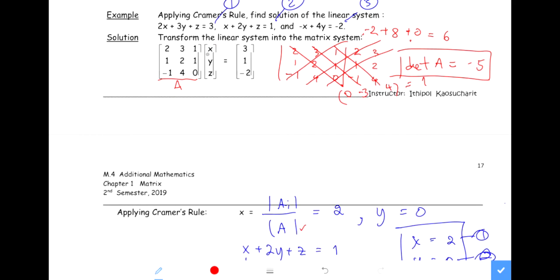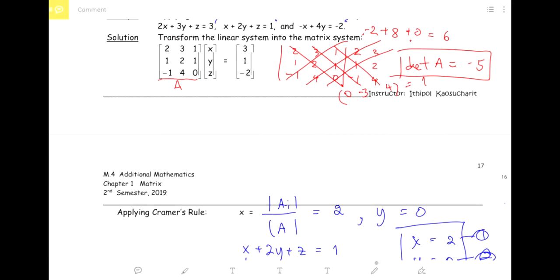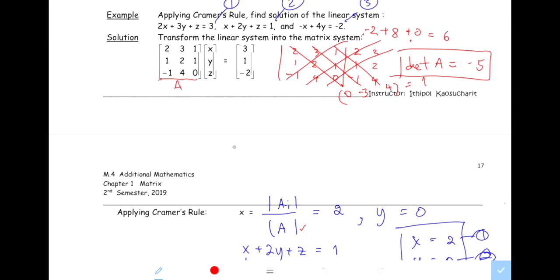We want to find x, so x is the first member. You have to replace that first column with the constant matrix, 3, 1, and negative 2. So you replace it like this: 3, 1, negative 2 in the first column. Second column, nothing is changed. Third column, nothing is changed, everything is fixed, and then find the determinant. 3, 2, 4 like this.